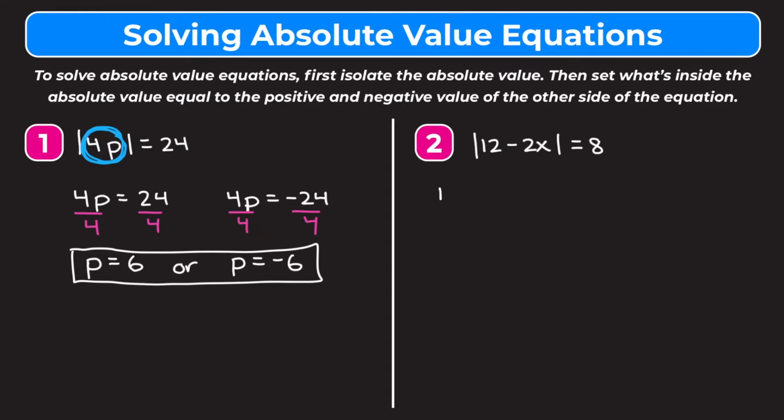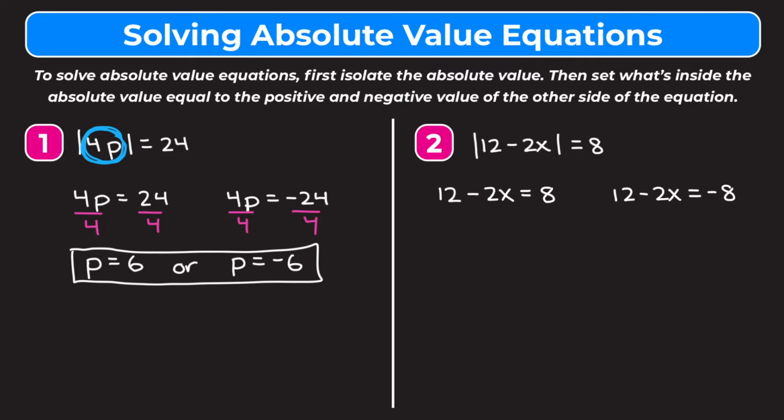So we're going to take what's inside the absolute value, and we're going to set it equal to the positive version of the right side of the equation. So we're going to have 12 minus 2x equals 8, and then we're going to take what's inside the absolute value and set it equal to the negative version of the right side of our equation. So we're going to set it equal to negative 8, and now we're just going to solve each equation separately.